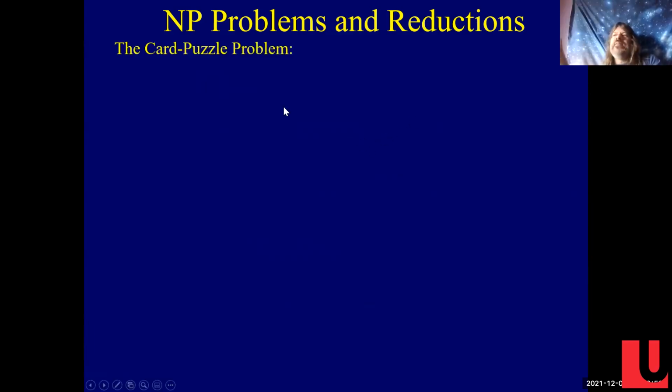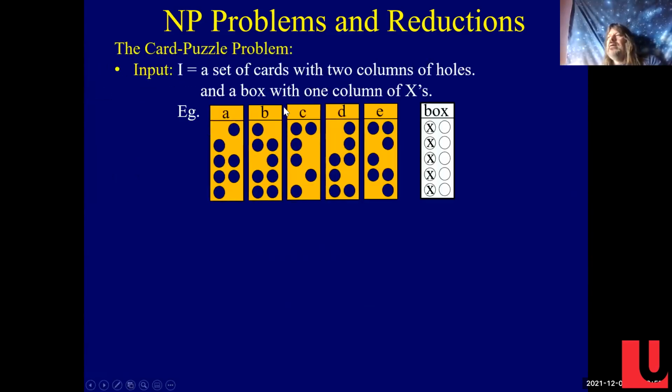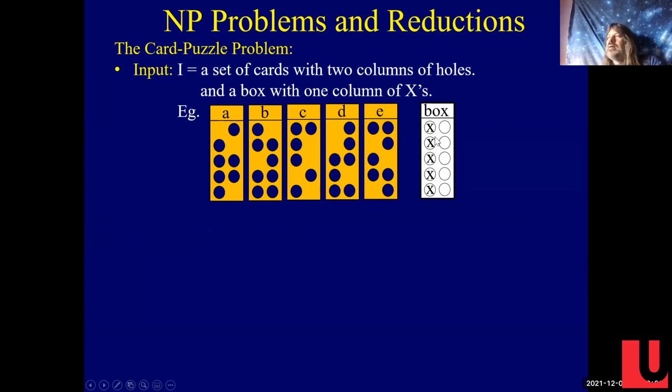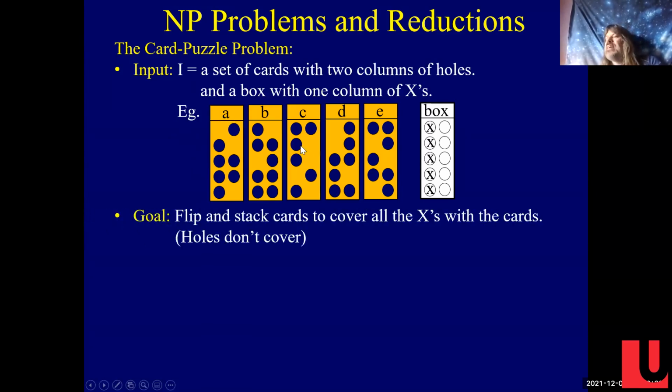So here's another problem, right? I give you a box like this, and the box has two columns with circles and X's in this one column. And I give you these cards, and the cards have holes poked out in them, right? That's my input I, these cards. And what are you asking?